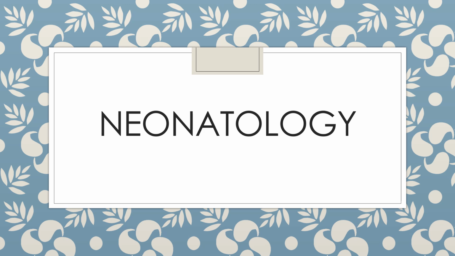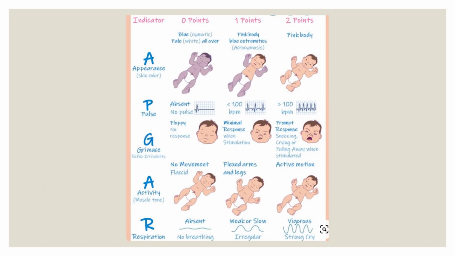Hello all, welcome back. Today we'll be continuing with neonatology. We have seen what is Apgar score. Just for recalling, Apgar score is appearance, pulse, grimace or reflex irritability, activity and respiration, given a 0, 1, 2 score. Appearance, if it is fully cyanotic baby, it's 0 score. Pink body with blue extremities, 1 point. Fully pink body, 2 points.